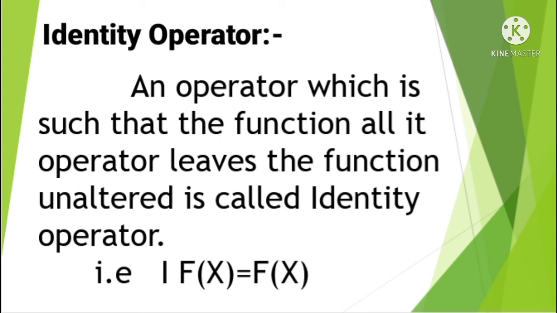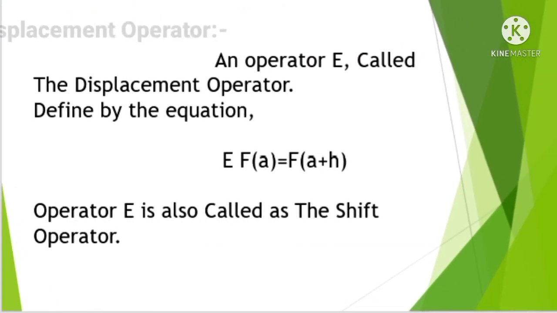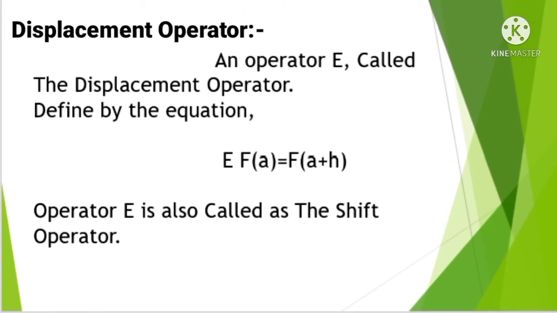An identity operator is an operator such that the function it operates on is left unaltered. That is, I f of x equal to f of x. Then the next is the displacement operator. An operator E, called the displacement operator, is defined by the equation E f of a equal to f of a plus h. Operator E is also called the shift operator.